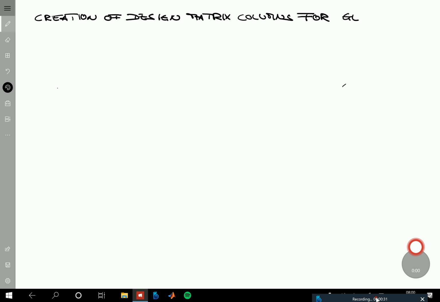So today we would like to discuss the creation of design matrix regressors, or columns, because that's the same thing. Design matrix columns for fMRI or GLM fMRI, however you want to call it. So it's a bit of a long title, but that's essentially what we wanted to discuss.